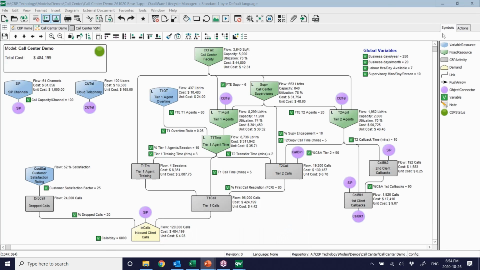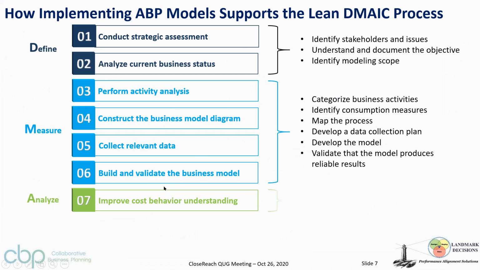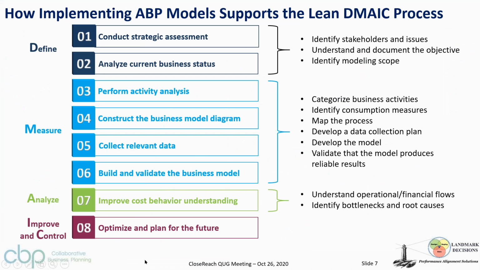And I'll blow this out because I want to show methodology-wise. There is an 8-step methodology that we typically implement in doing activity-based planning models. Those overlap very nicely with the classic DMAIC process: define, measure, analyze, improve, and control. So we have the methodology to go through and build those models out to get you to this point where you can optimize and plan for the future around your business process and so on.